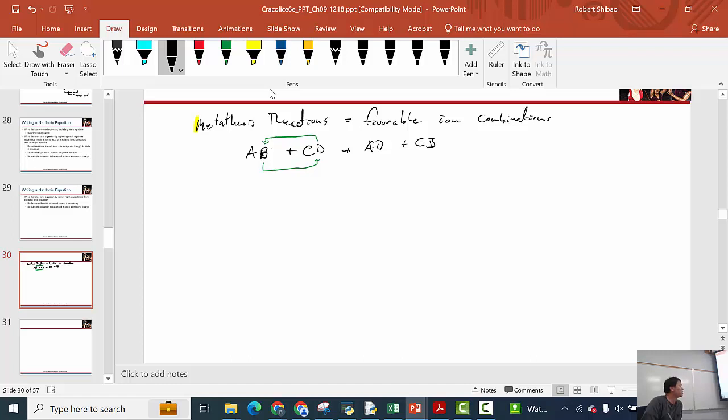What you're seeing is which side is more favorable. Is the product side, this is the product side, or the reactant side more favorable? Well, we need to know what are favorable ion combinations. So what are favorable ion combinations? Favorable ion combinations we're going to call a driving force, DF.